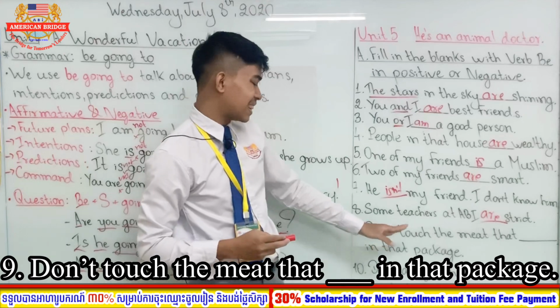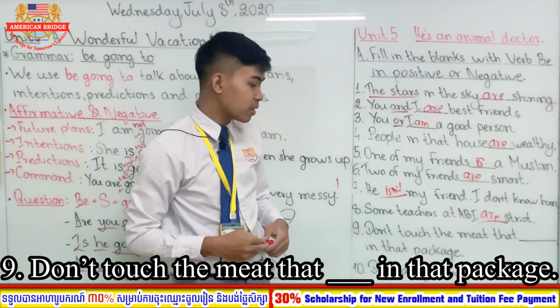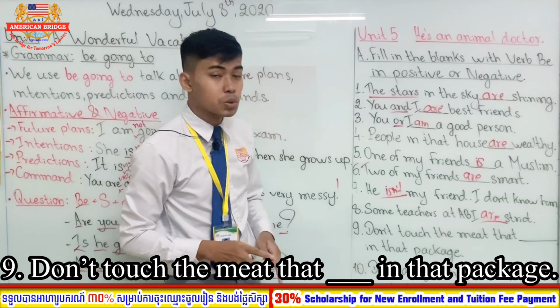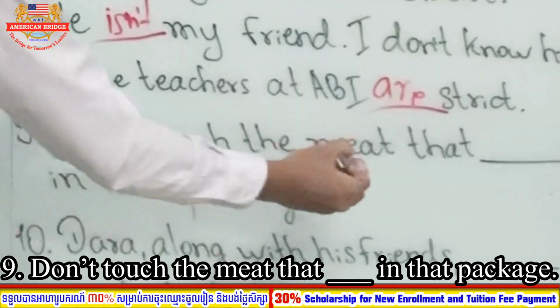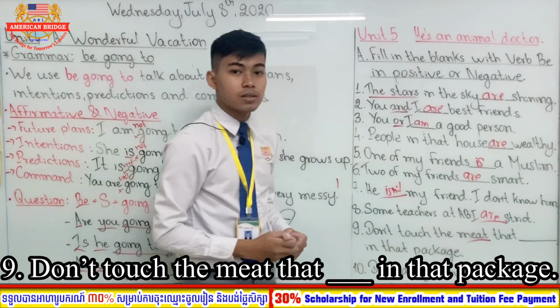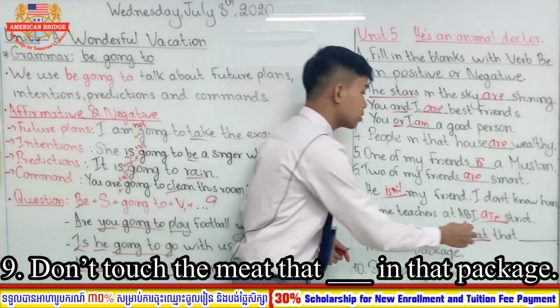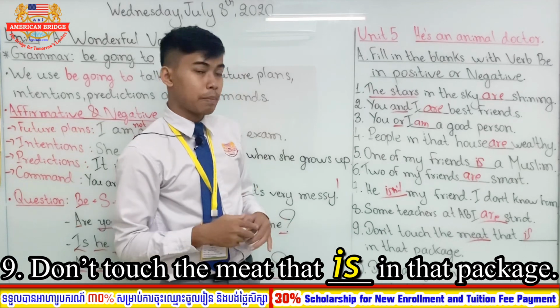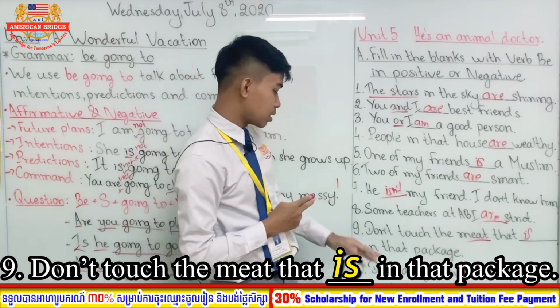Don't touch the meat that blah blah blah in that package. So don't touch the meat that blah blah blah in that package. What is the subject? The subject is meat. Okay, so meat is singular, so we have to use is. So don't touch the meat that is in that package. Let's go to the last one, sentence number 10.